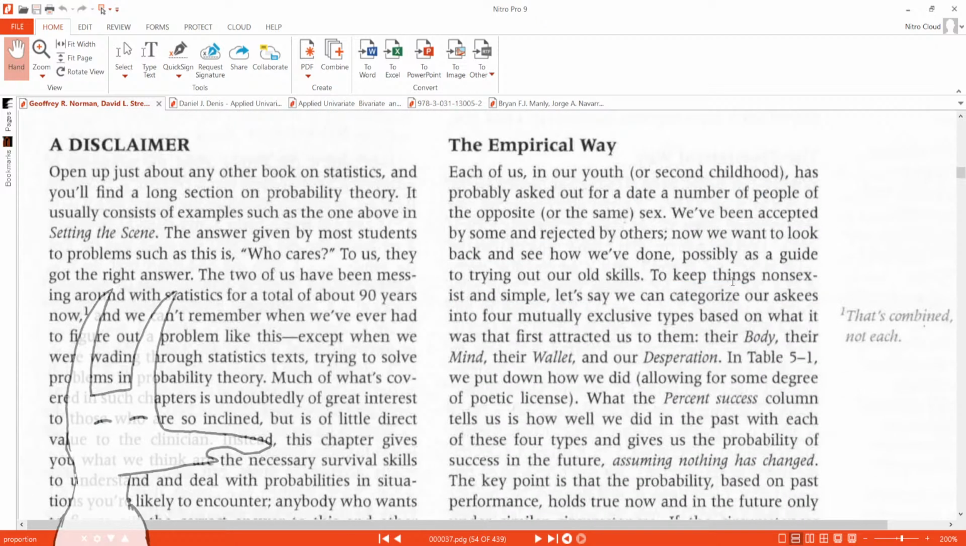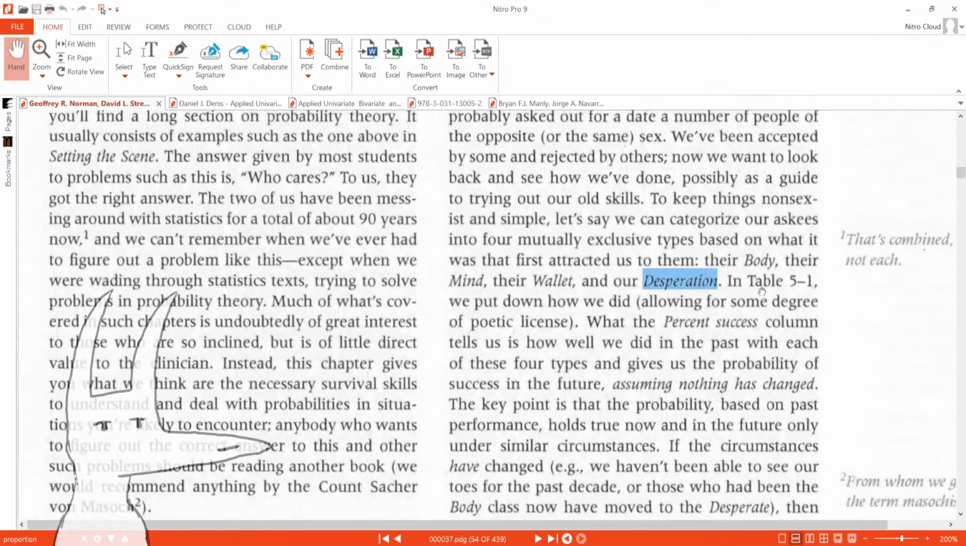To keep things non-sexist and simple, let's say we can categorize our ASCIIs into 4 mutually exclusive types based on what it was that first attracted us to them. Their body, their mind, their wallet, and our desperation. In table 5.1 we put down how we did, allowing for some degree of poetic license.